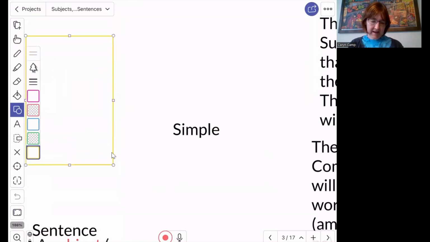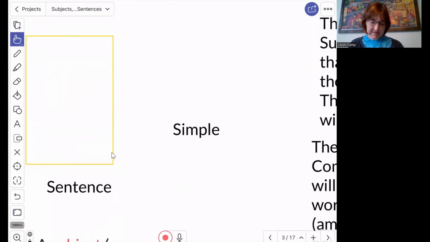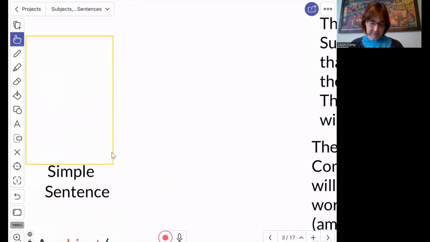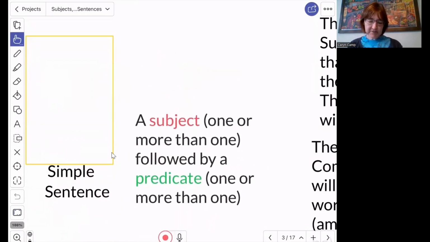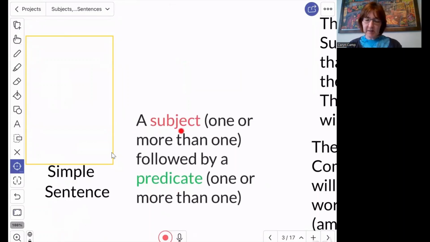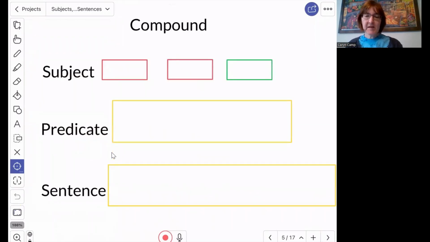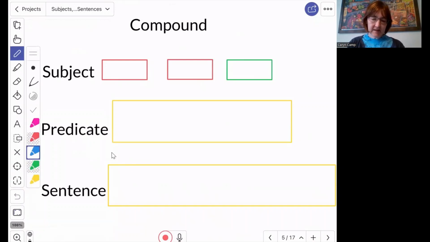All right, let's look at a simple sentence. A simple sentence is just a subject, could be one or more than one, followed by a predicate, and that could be one or more than one. And then with the word compound, we need to be thinking about this word here, and. Anytime you see the word and, your brain should be going ding, ding, ding, compound, compound.